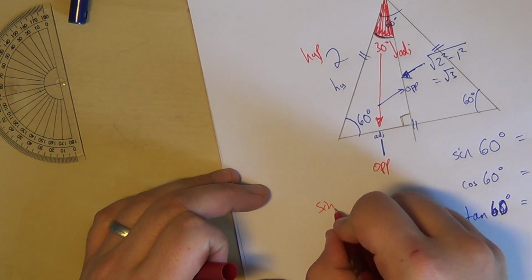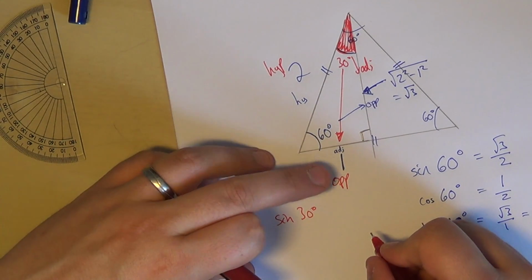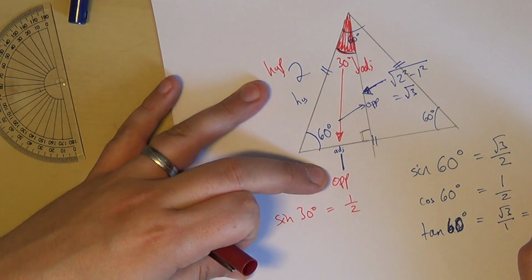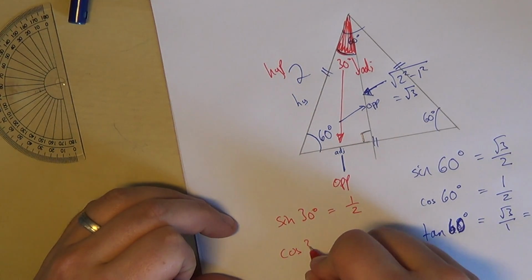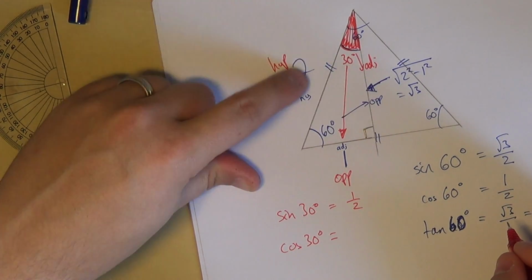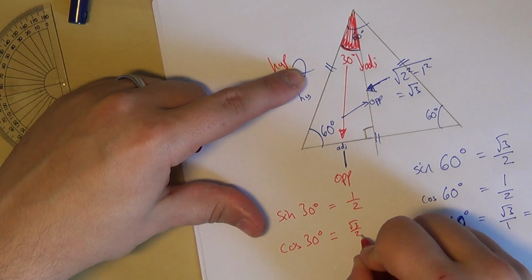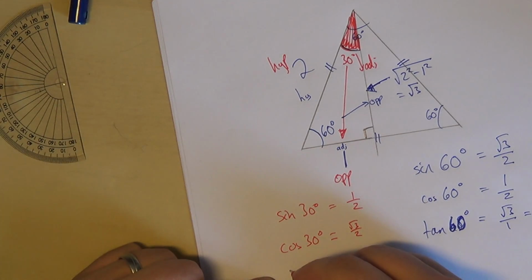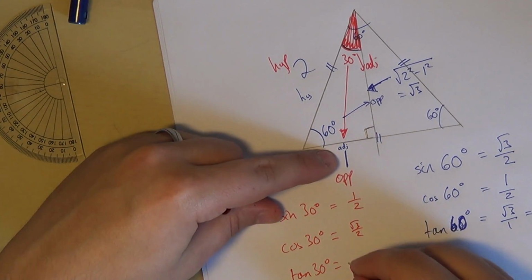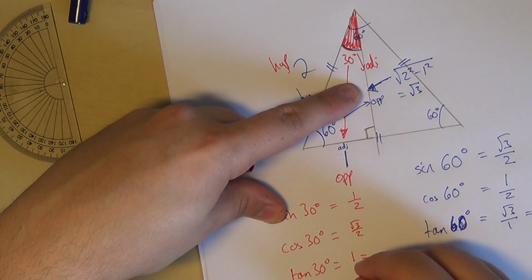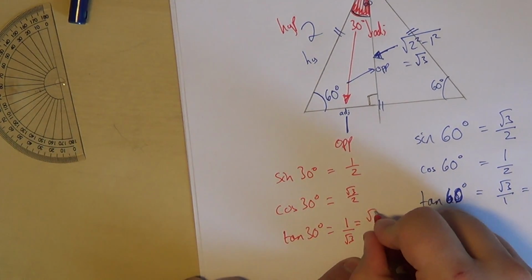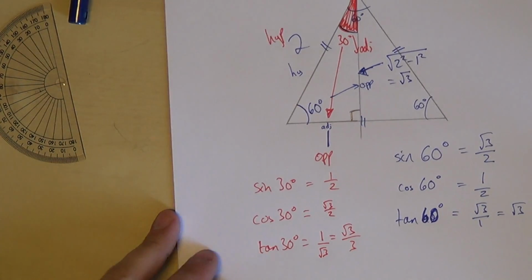So we now can do sine of 30 degrees is opposite over hypotenuse, well that's 1 over 2. The cosine of 30 degrees is root 3 over 2, adjacent over hypotenuse. And the tangent of 30 degrees is the opposite, which is 1 over the adjacent, which is root 3. And that will simplify, if you prefer, to root 3 on 3.